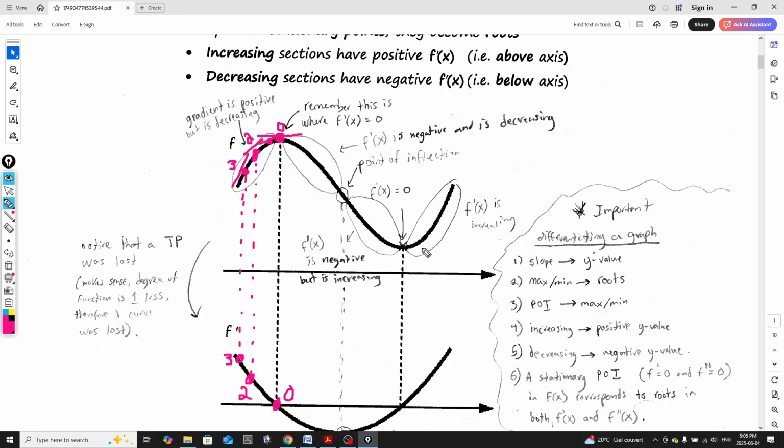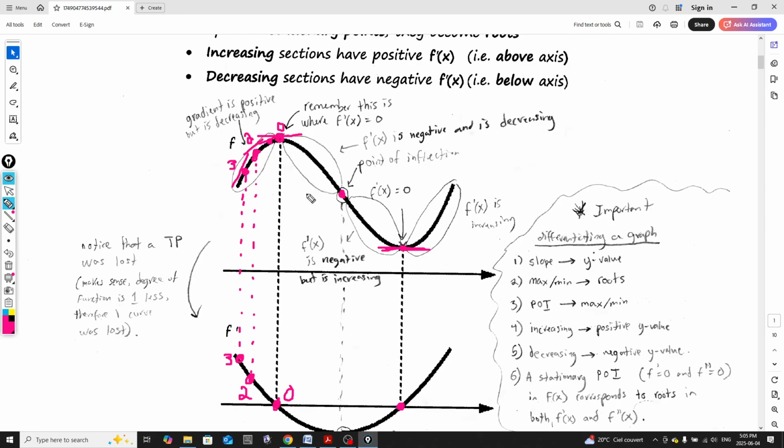Your maximums and minimums have instantaneous rates of change at those points. In other words, the slopes of the tangent lines at those maximums and minimums are 0. And so, because they're 0, those correspond to roots on the graph of f prime. So minimums and maximums are roots. Now, let's take a look at what happens here.